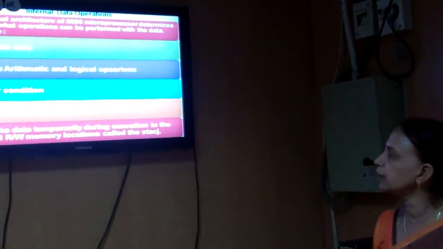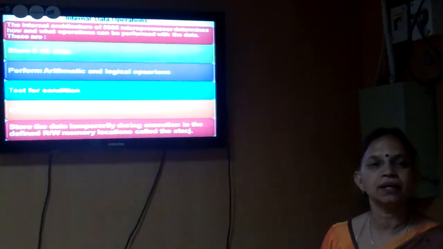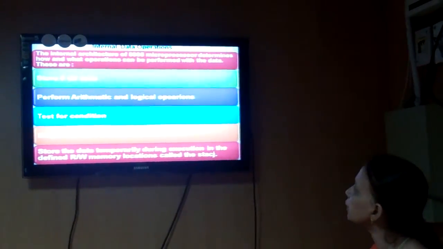Storing 8-bit data: you know that when you are doing any operation, there should be a way of storing the data. So it is storing the data, and storing the data is not enough. The microprocessor unit has to perform some arithmetic and logical operations based on that. So it performs the second function.